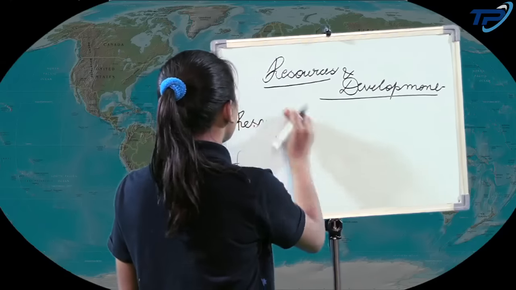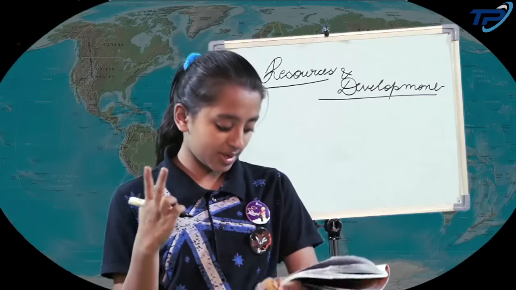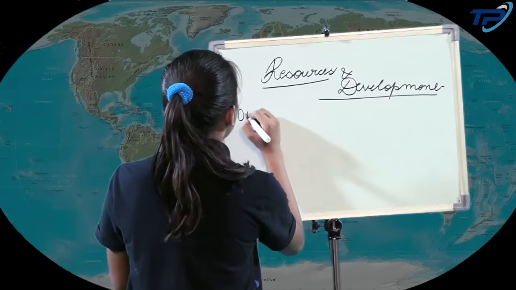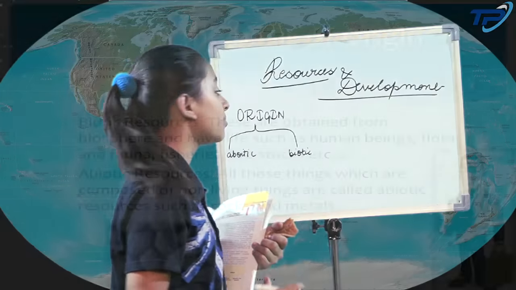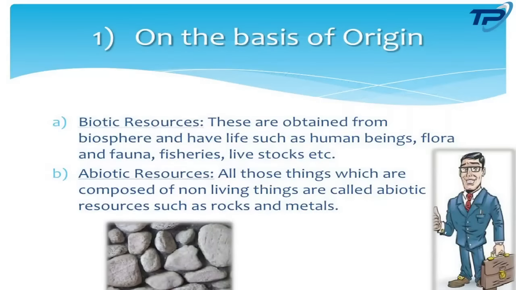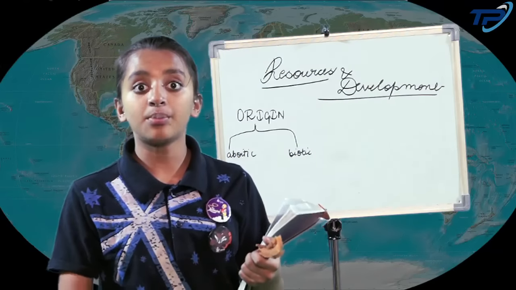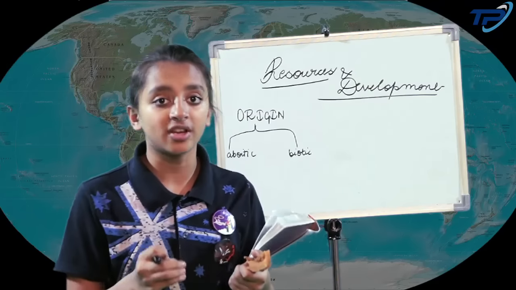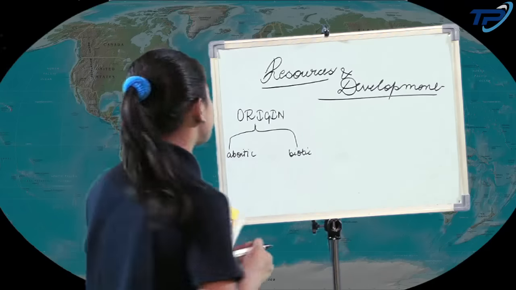Resources can also be classified on the basis of origin, exhaustibility, status of development, and ownership. First we are going to concentrate on origin. On the basis of origin, resources can be classified into biotic and abiotic. Biotic are the resources made up of living things and which have life in them, for example, humans, animals, etc. And abiotic are made up of non-living things and do not have life, for example, rock, wind, etc.